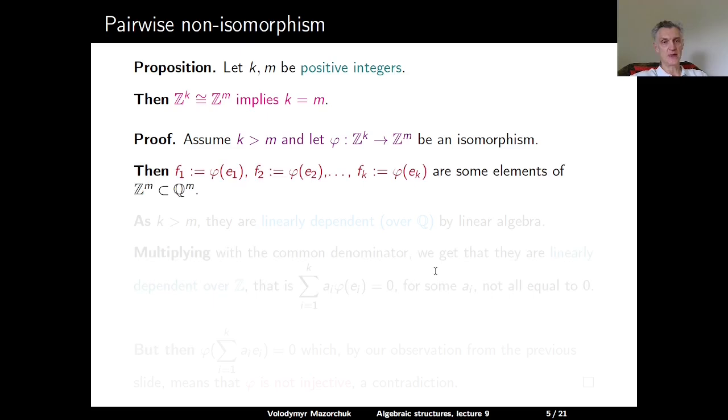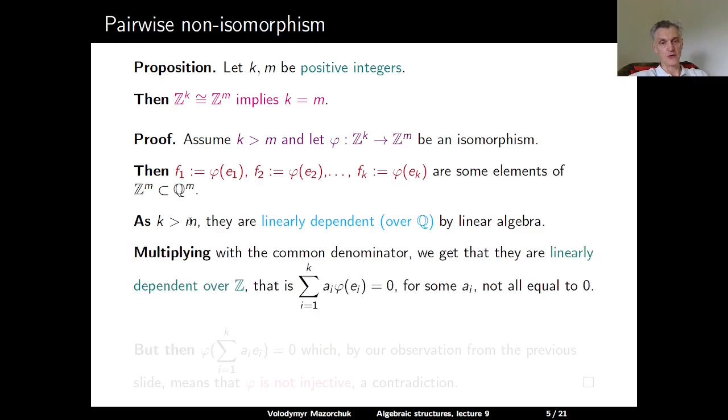Then we have the standard basis e1, e2, and so on, ek in Z^k, so we can consider the images of the standard basis elements inside Z^m under this isomorphism. So let's call them f1, f2, and so on, fk. So f_i is the image of e_i under phi. So these are elements in Z^m, and Z^m is a subset of Q^m, the m-dimensional vector space over the field Q. Since k is greater than m by our assumption, we have k elements in an m-dimensional space, so they must be linearly dependent. That's a basic linear algebra statement. Of course, this linear dependence is over rational numbers, but if we multiply with a common denominator, we get a linear dependence over integers.